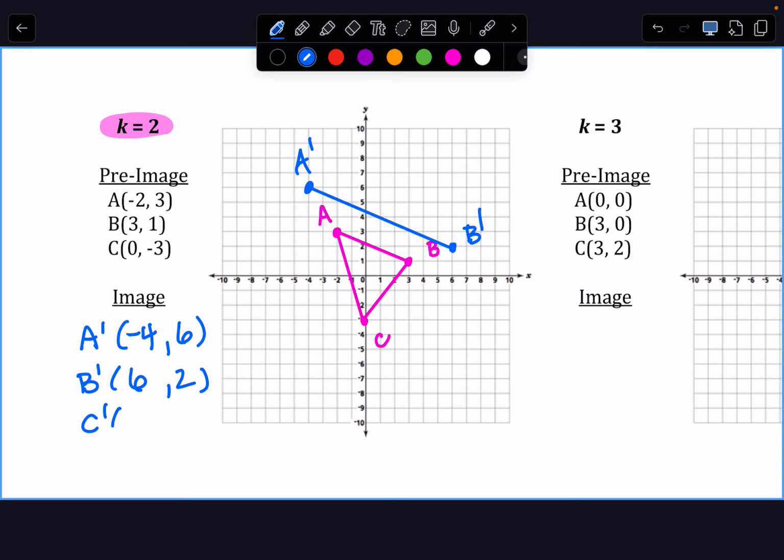And C prime, 0, -6. Are you still thinking that this is going to be difficult? Yes.